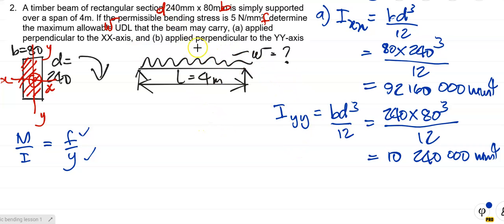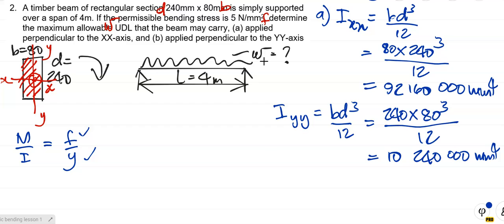Right, the question says determine the maximum allowable UDL that the beam may carry applied perpendicular to the x-axis. So we have a similarly supported beam at its ends, span is 4 meters, and the UDL is along the whole length. We need to find W.